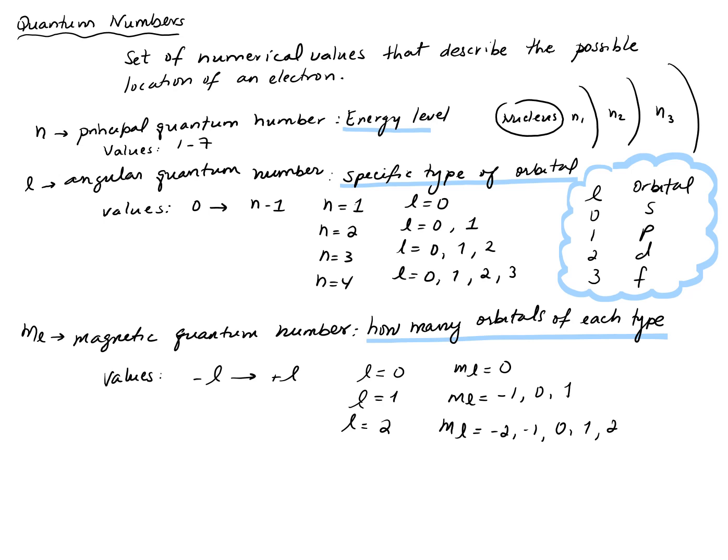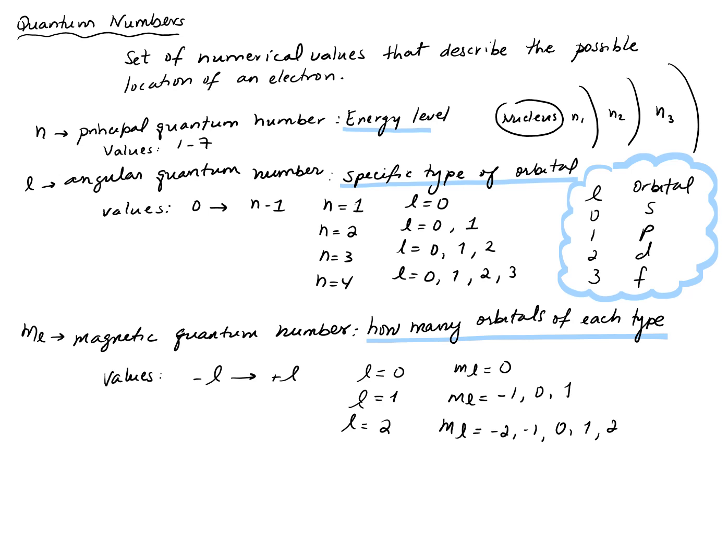Now this works also the other way around. Whenever you have an orbital that is a p orbital, the numerical value of L is 1. If you're looking at an orbital that is a d orbital, the numerical value of L is 2.